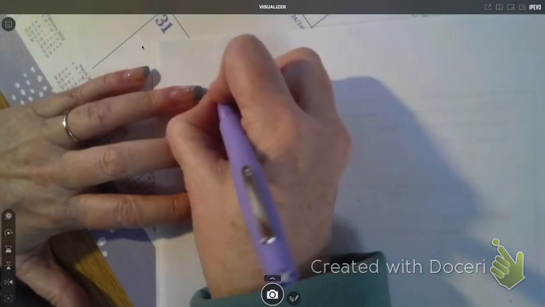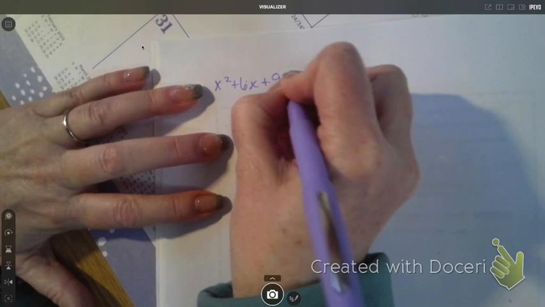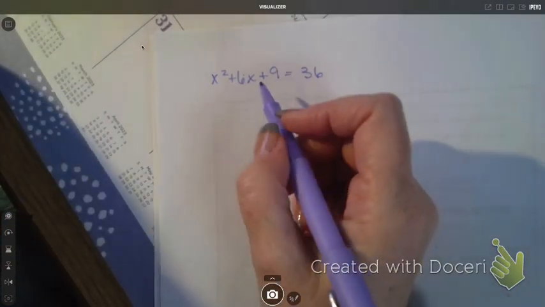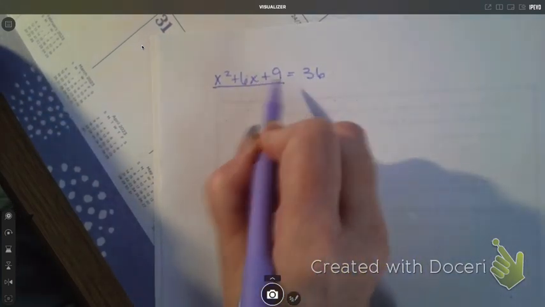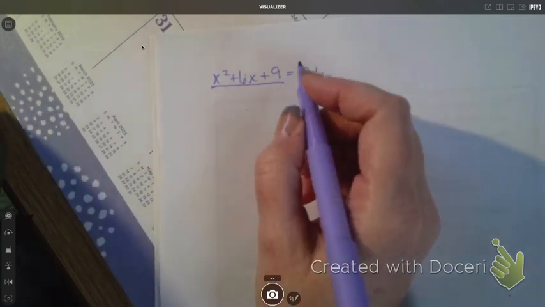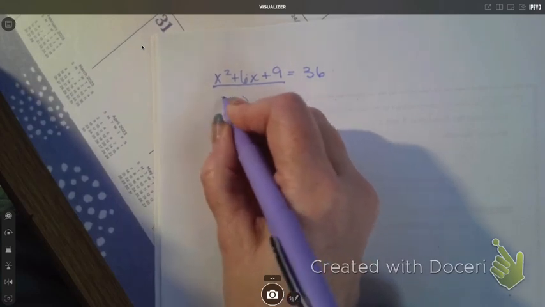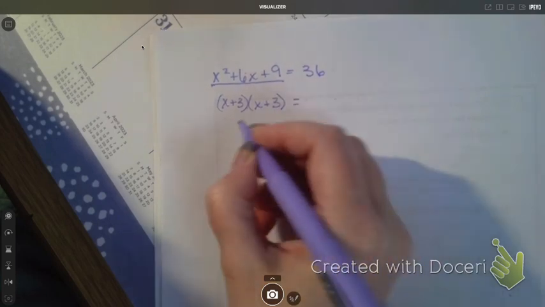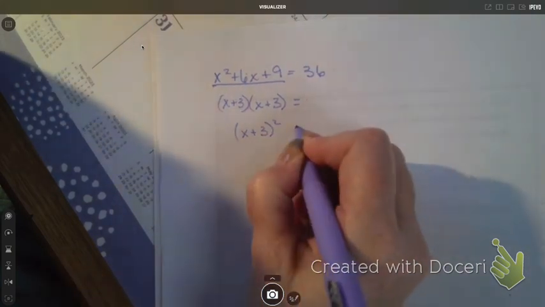So if I had x squared plus 6x plus 9 equals 36. Is this the first example? Uh-huh. Subtract 9. No, we're going to factor this. Everything today, you're going to factor this and you better get a perfect square trinomial. X plus 3 times x plus 3. So I get x plus 3 squared equals 36.